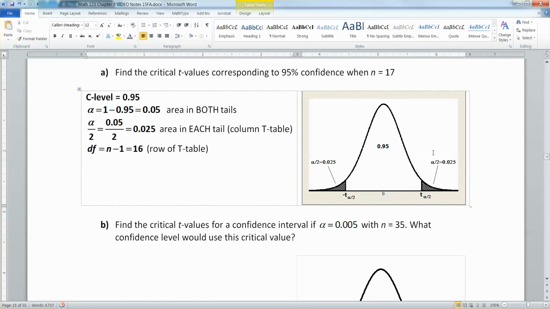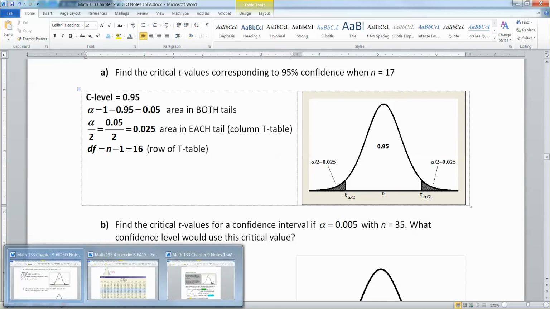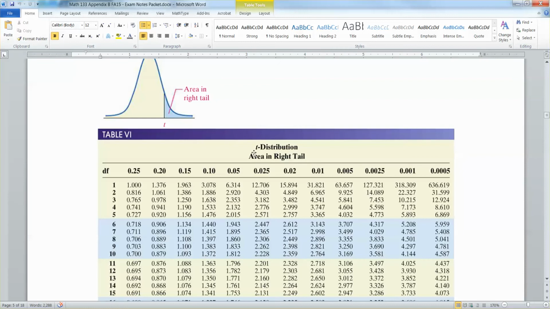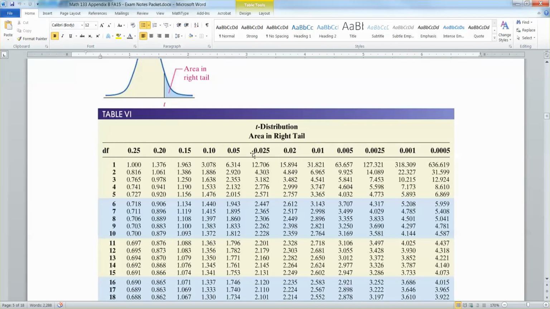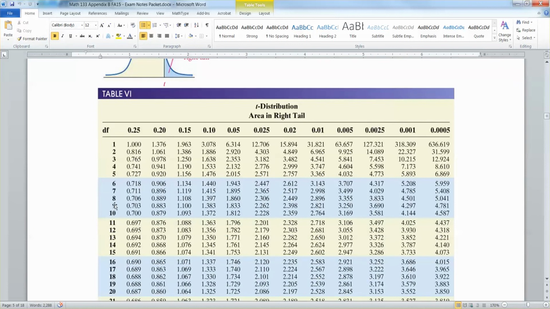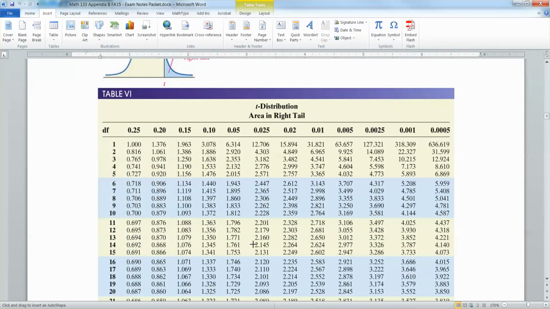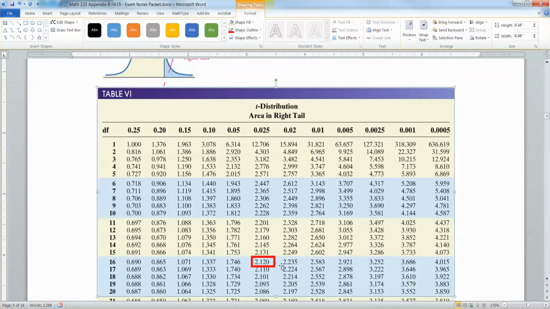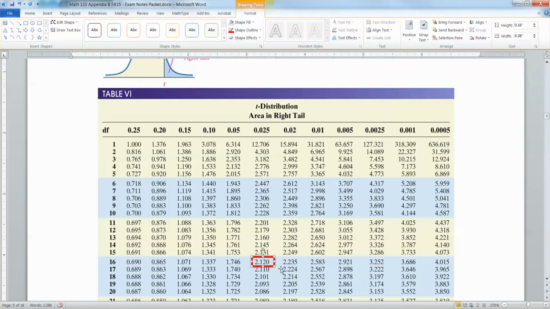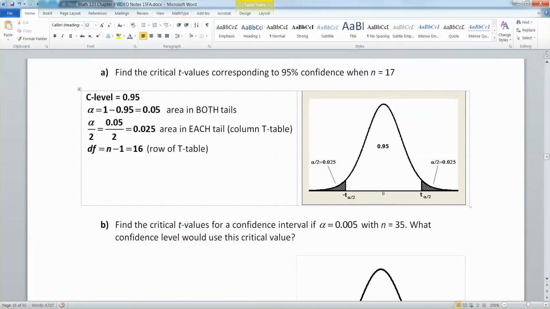In particular, let's look at the area in the right tail over here. Remember, that's what it says right here at the top, the area in the right tail. So I'm going to go to 0.025 as my column, and then over here I have different degrees of freedom. I want to go to where it's 16. So degrees of freedom is 16, 0.025 as my tail puts me right there at 2.120. You probably don't want to actually put a box on yours, because you're going to keep using this table over and over for different problems, but that's how to do it.